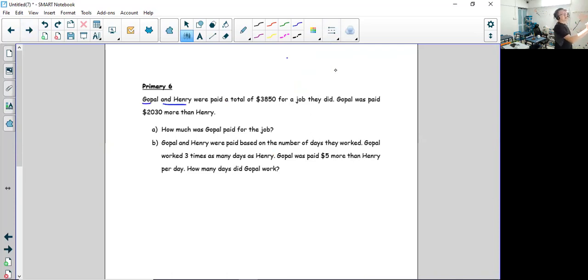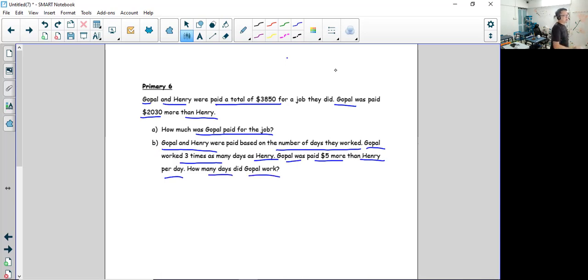Gopal and Henry were paid a total of $3,850 for a job. Gopal was paid $2,030 more than Henry. How much was Gopal paid for the job? And Gopal and Henry were paid based on the number of days they worked. Gopal worked 3 times as many days as Henry. So there may be one group, you have three days, Henry 1 day, right? That is how you make one group. It can be possible. Gopal was paid $5 more than Henry per day. So how many days did Gopal work?